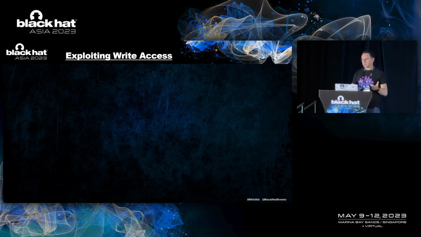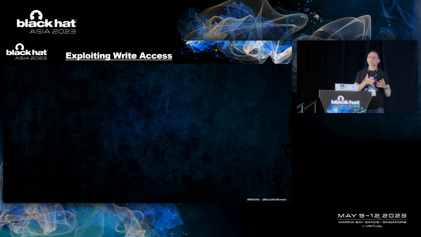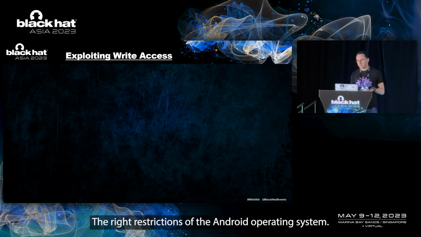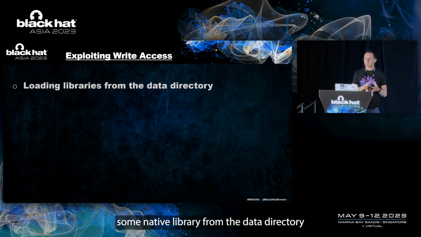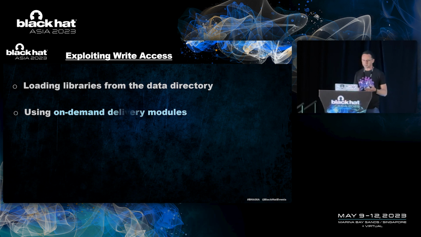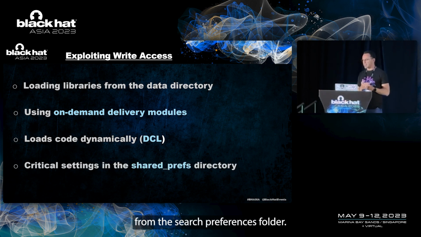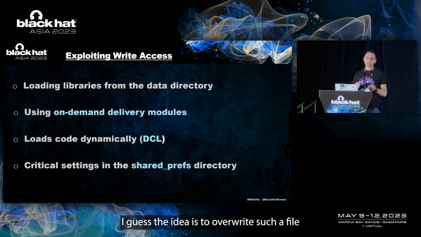All right, so it should be understood by now that by successfully exploiting this type of vulnerability, a rogue APK can get write access to the home directory of an Android app, bypassing the write restrictions of the Android operating system. And when it comes to the impact, our best chance is, of course, when the app loads, let's say, a native library from the data directory, or uses on-demand delivery modules, or loads in more general some code dynamically, or reads some critical settings from the shared preferences folder. While there's not much to say about the first three cases, I guess the idea is to overwrite such a file that the app will load somehow and execute, so we get our code execution.